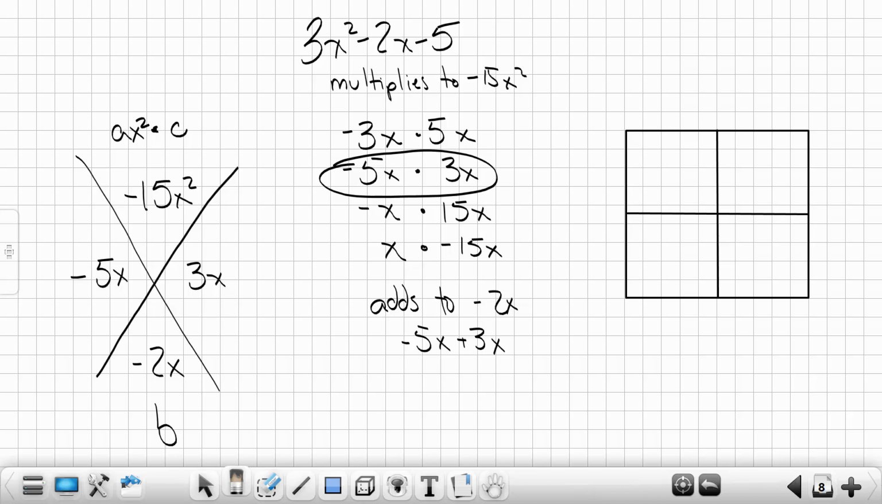All right, guys. Ready? Okay. The top of the X goes in the top left box. The bottom of the X goes in the bottom right box. And the other two, it doesn't matter. You can put them in either side. The negative 5X and the 3X take up the other two boxes. It does not matter which order we go in.